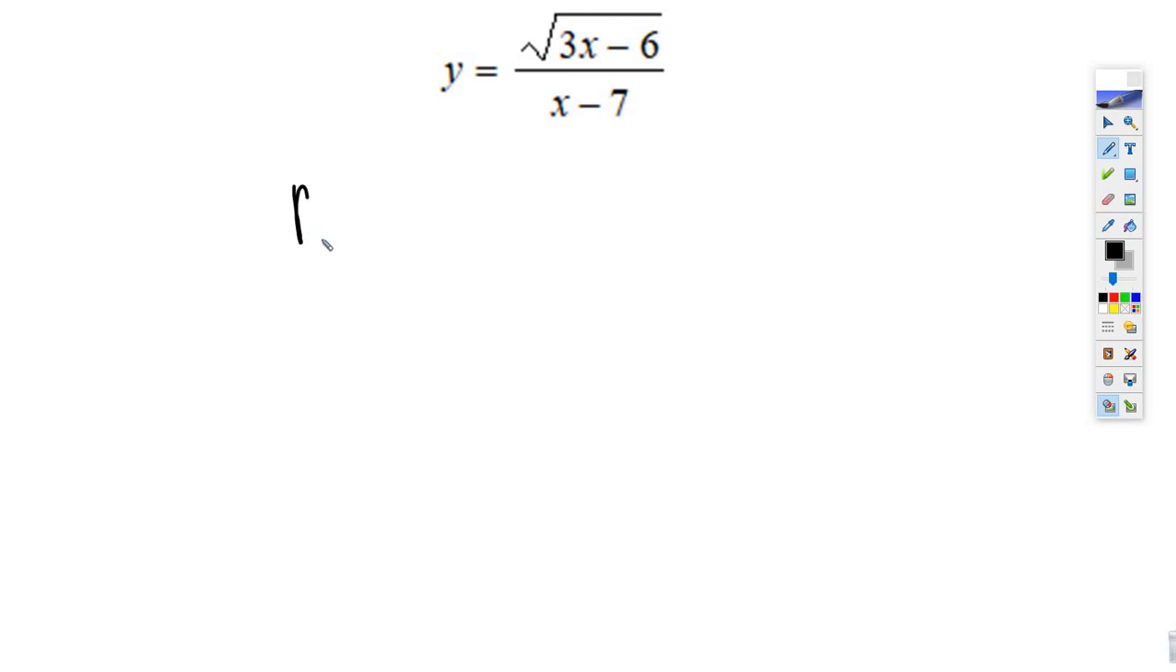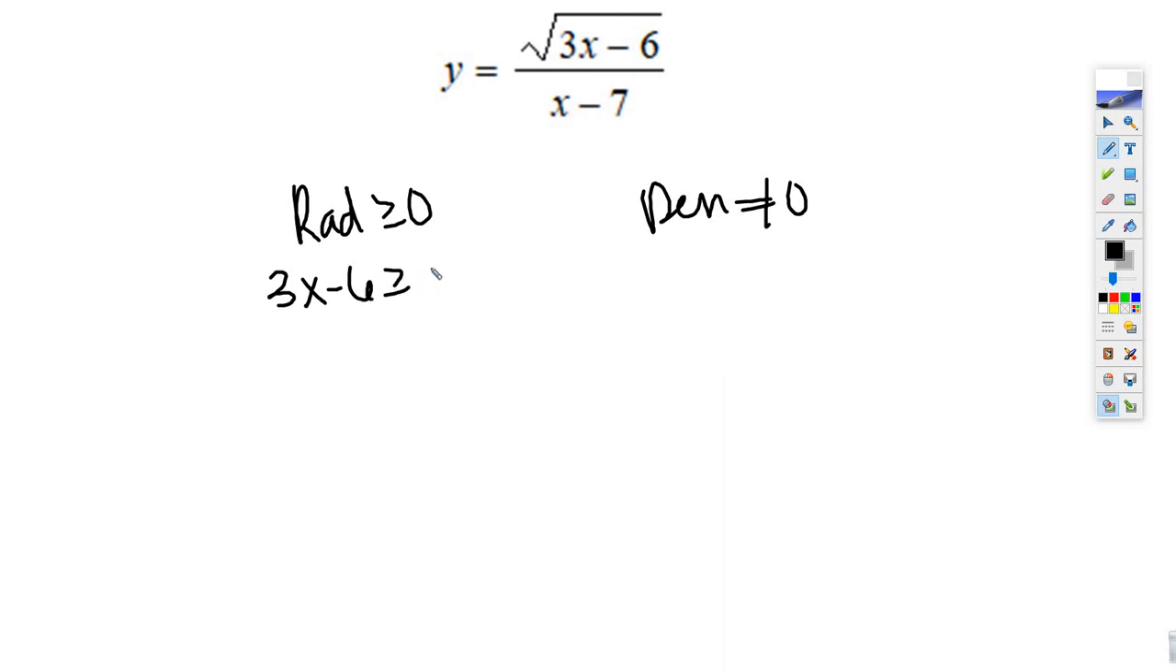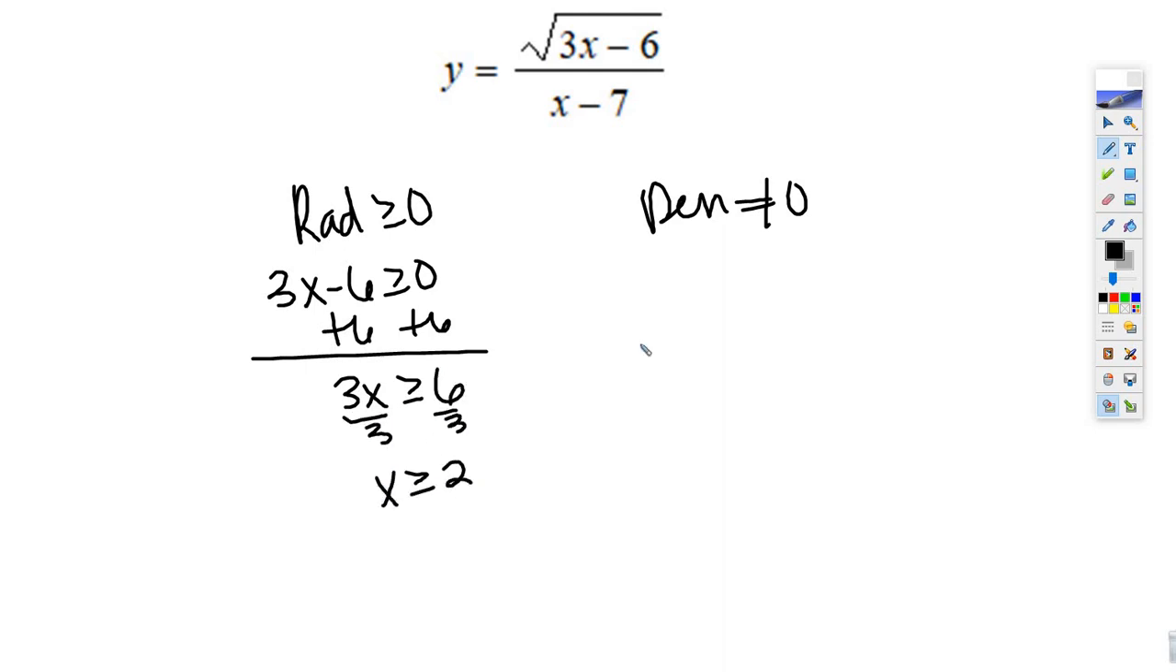So again, same thing. I have a square root, so my radicand has to be greater than or equal to 0. I have a denominator that contains x, so my denominator cannot be equal to 0. So my radicand, 3x minus 6, is greater than or equal to 0. I'm going to solve. So I have 3x is greater than or equal to 6. So x is greater than or equal to 2.